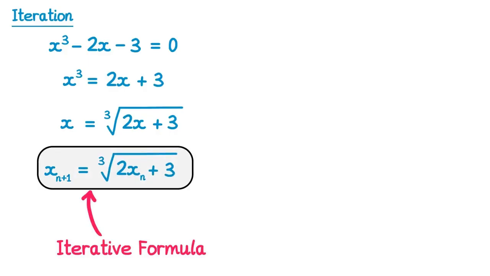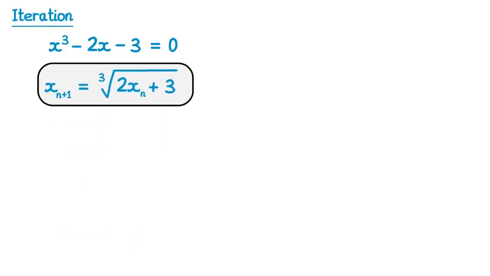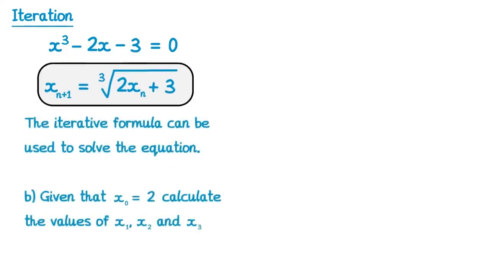Often the iterative formula is given to you in the question, but you may be asked to show that it does work, like I have done in this question. The follow-up question could look something like this. The iterative formula can be used to solve the equation. Part B, given that x0 equals 2, calculate the values of x1, x2 and x3.